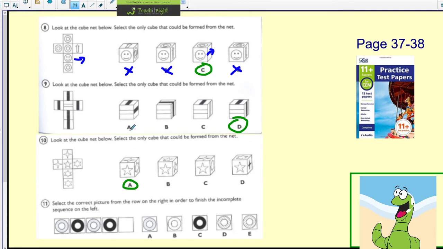Right, let's have a look at this one. Why can't it be A? Well, if you look, this white shape here shouldn't have anything connecting to it, and here there's a black line connecting, so not A.